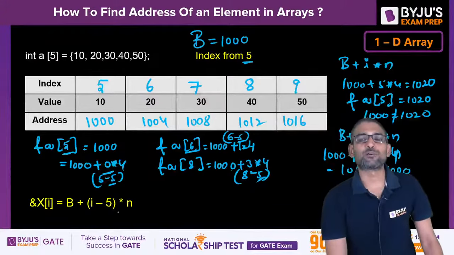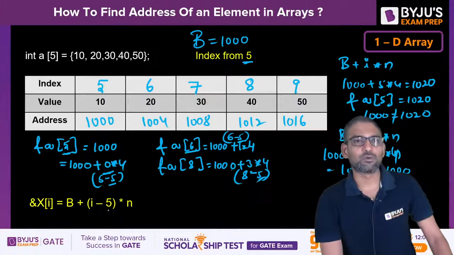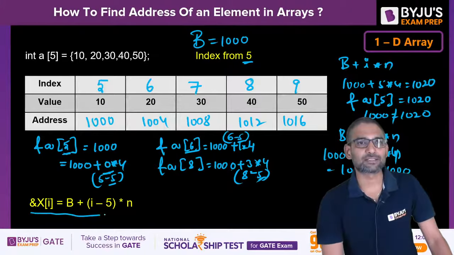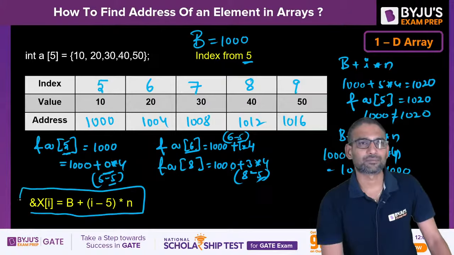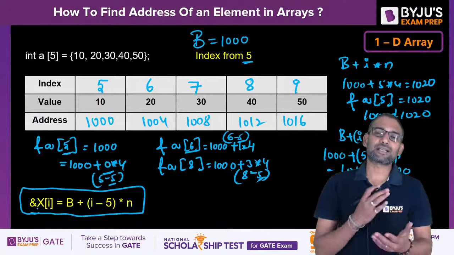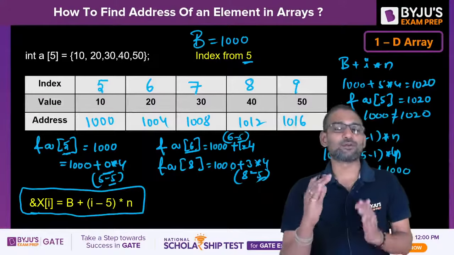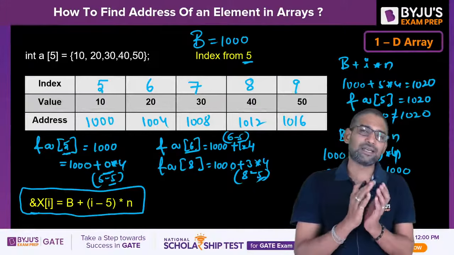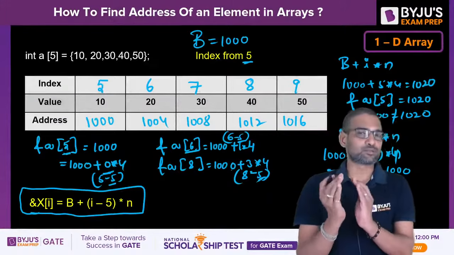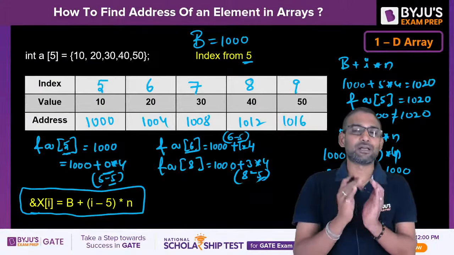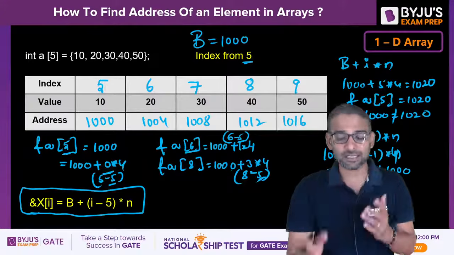So, instead of I or I minus 1, what do I take? I minus 5. So, if the index starts with 0, it is I minus 0 with which we are multiplying. Index starts from 1, I minus 1. Index starts from 5, I minus 5. Index starts from k now.